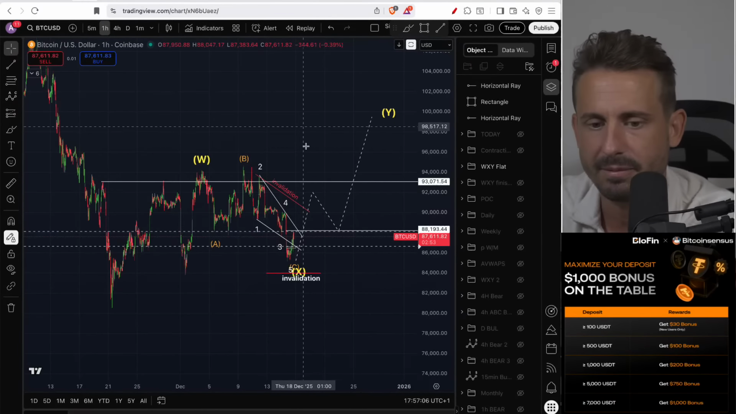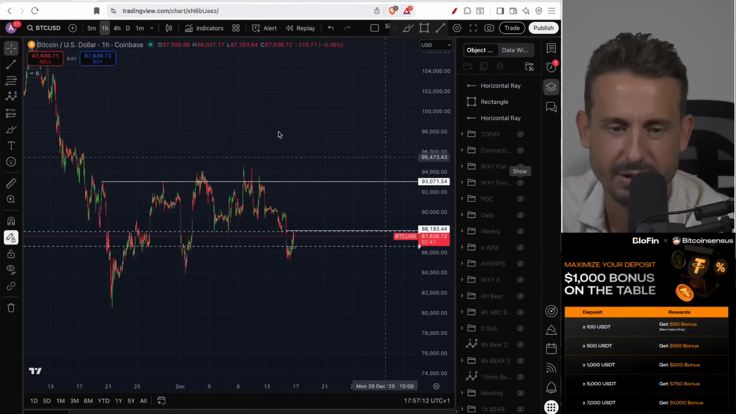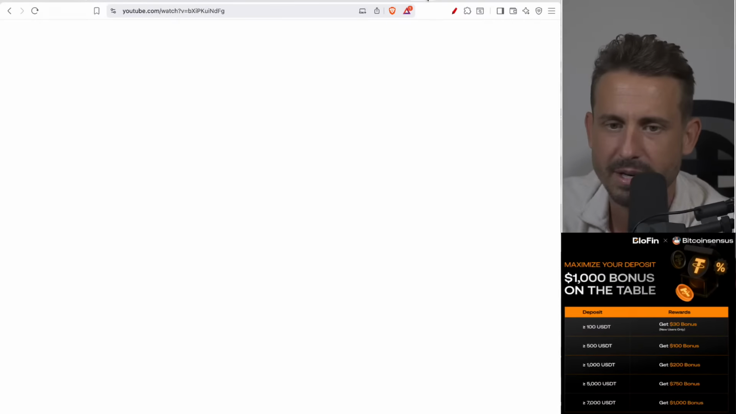Let's see in the next coming days. For the moment, the bearish scenario has priority, okay? But it's just interesting to look at the bullish case to take it into consideration.